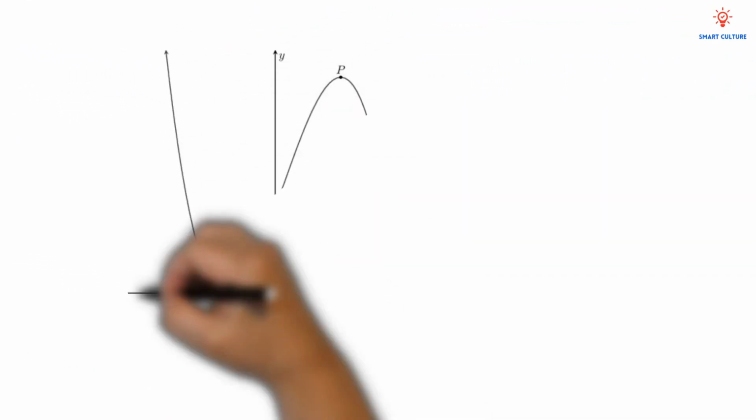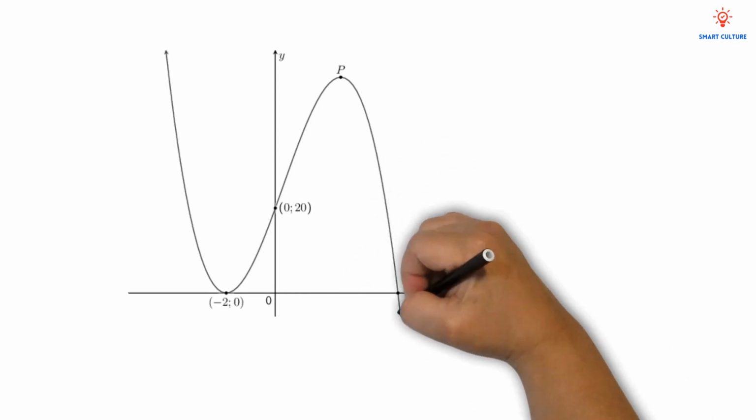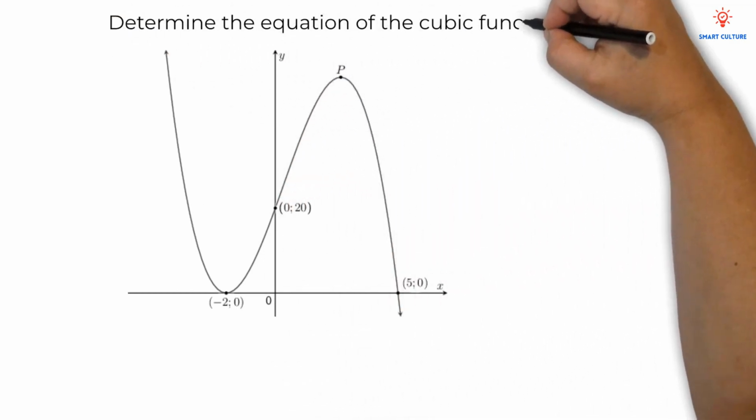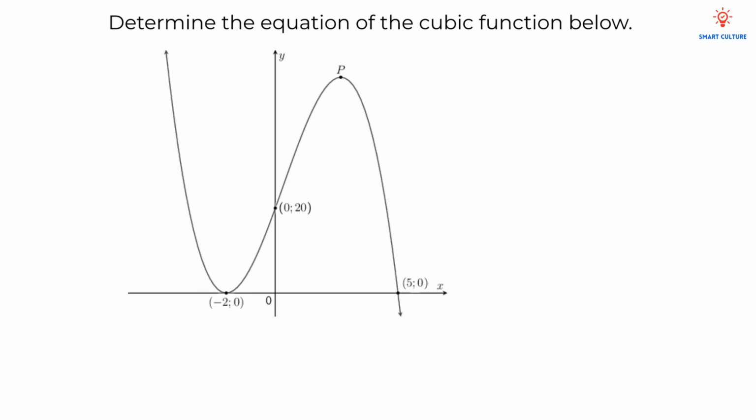Let's take a look at this example question. Determine the equation of the cubic function below. So let's take a look at the information on this diagram. You will see that this cubic function has a turning point at (-2, 0). So the x-coordinate is equal to -2 and the y-coordinate is equal to 0. It also goes through the point (5, 0), where the x-coordinate is equal to 5 and the y-coordinate is equal to 0. And the y-intercept is at y equals 20.